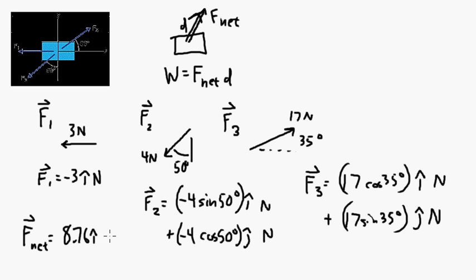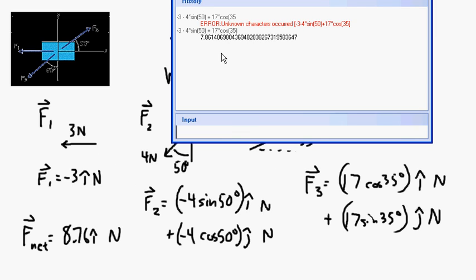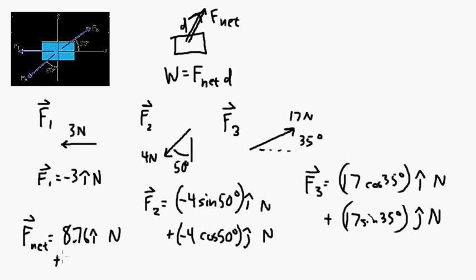And then in the y, force 1 has no y component. Force 2 is -4 times cosine of 50. And then F3 is plus 17 times sine of 35. And that gives us 7.18 newtons, plus 7.18 j hat newtons.